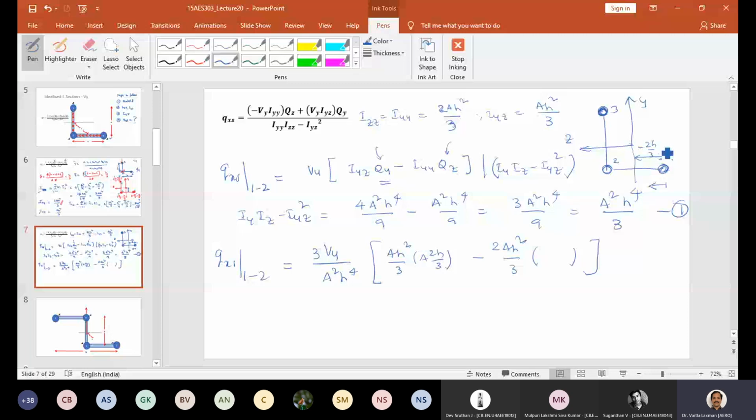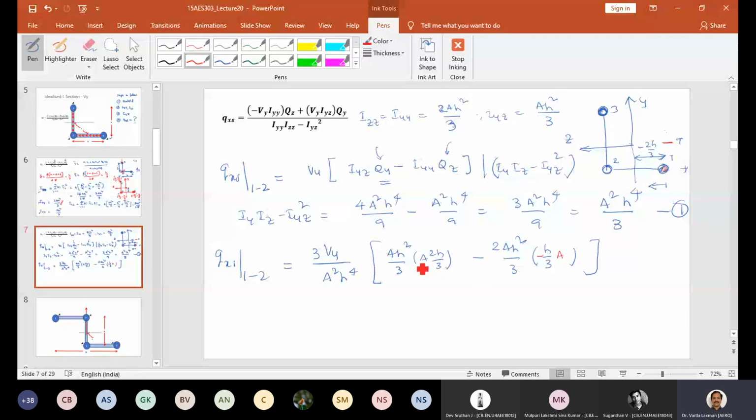Same thing. This is this moment. What is this distance? H by 3. Remember? H by 3, minus or plus? Area moment, right? This area we are talking about this point. Area moment: this area into this distance, H by 3 into area.